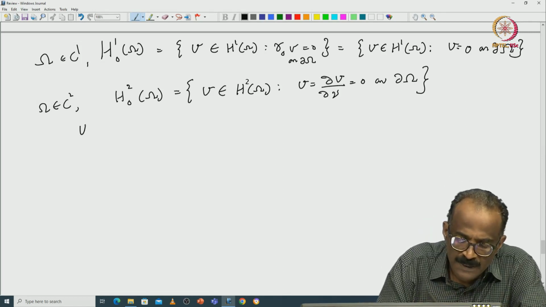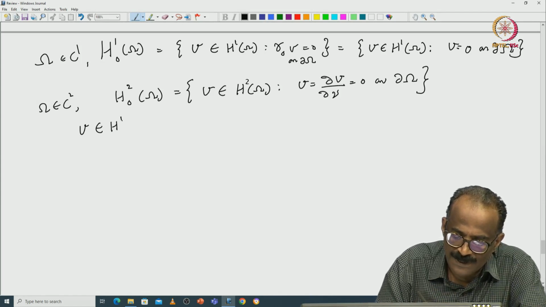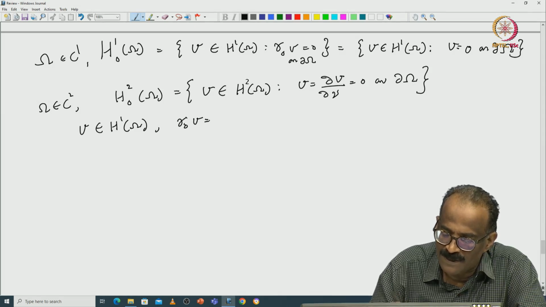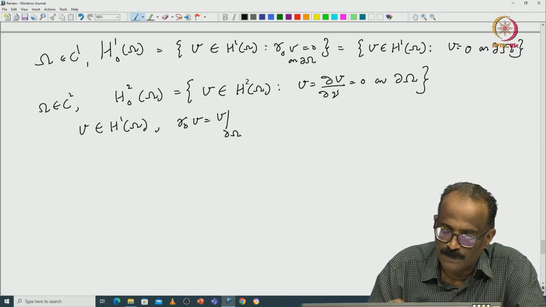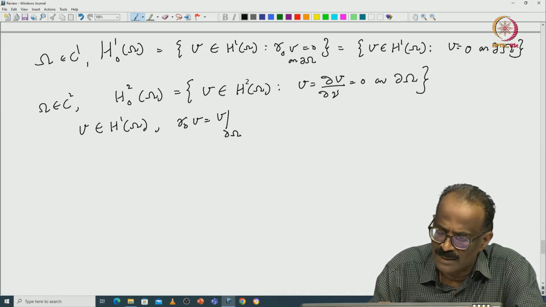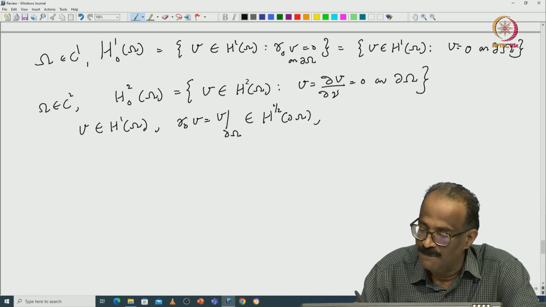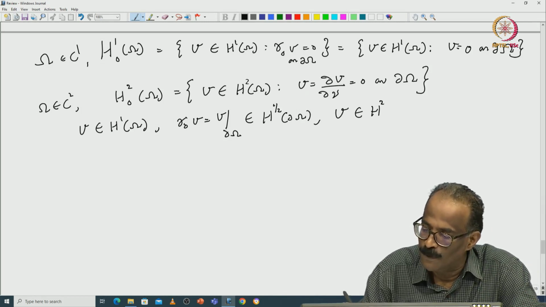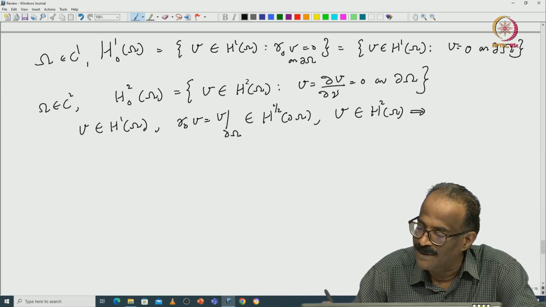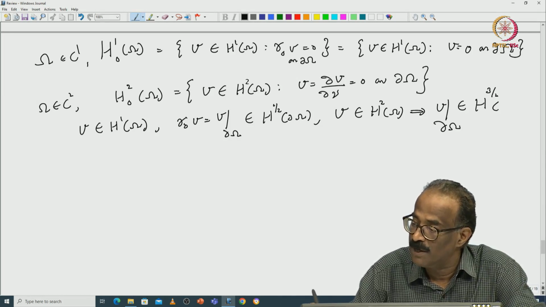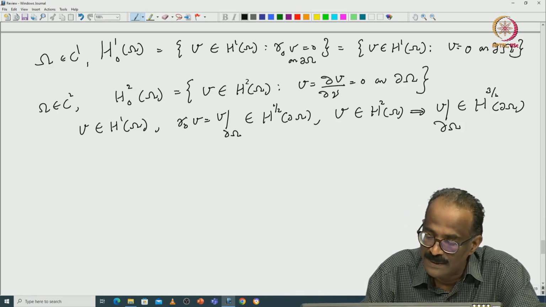So, for example, if v is in H1 of omega, as in the previous case, you have gamma naught of v, that is v restricted to the boundary of omega if smooth, otherwise we write all these notations. This is in H half of the boundary of omega. If v is in H2 of omega, that will imply v restricted to the boundary of omega is in H3 by 2. So, you can solve such boundary value problems; you need these conditions, these spaces.